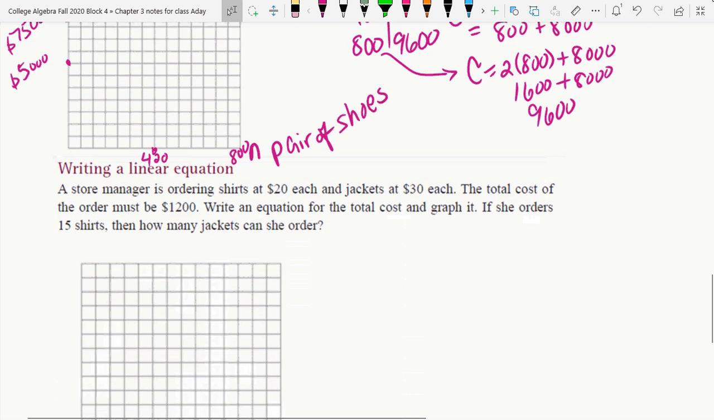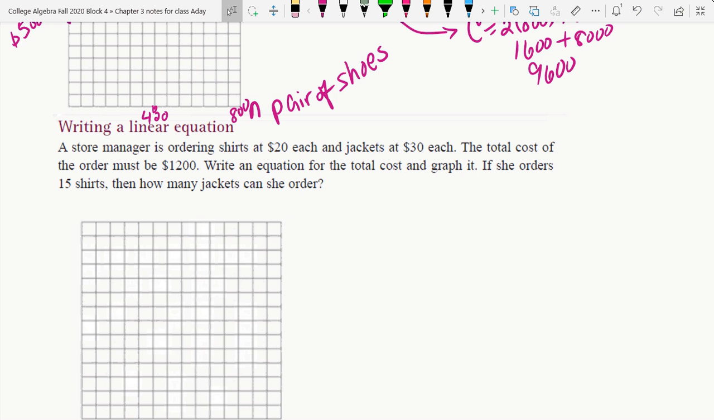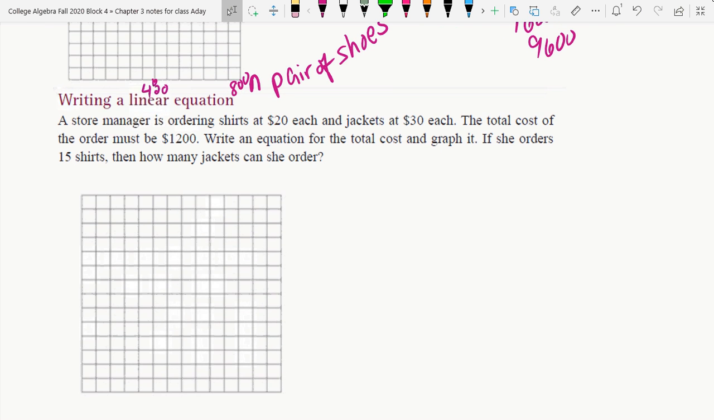All right, next thing we're going to do is write a linear equation. So we know it's a line already. A store manager is ordering shirts at $20 each and jackets at $30. The total cost must be $1,200. Write an equation for the total cost and graph it. Okay, so we know we have 20 for the shirts plus 30 for the jackets has to be my total cost of $1,200.